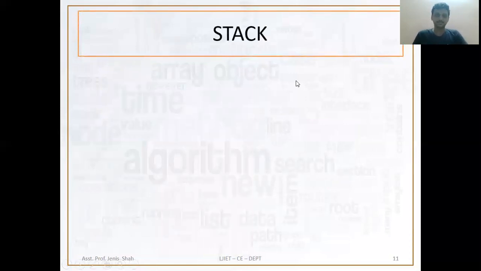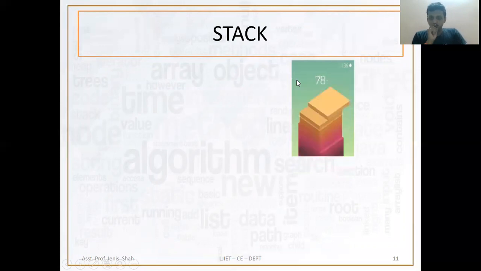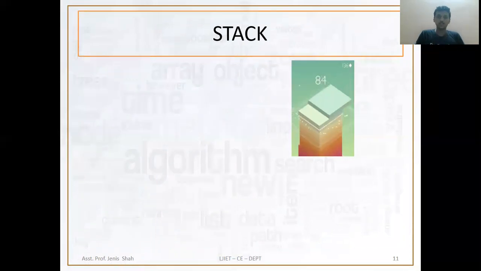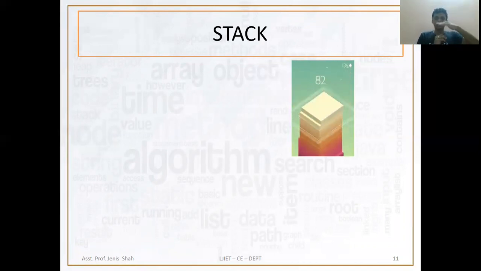Okay, now next, stack. Can you see that image? 79, 80, 81, 82. Okay, what happened? Each box comes on another box, in a sequential fashion. Is there another end to remove it? No. It is only one end, to insert the data and to remove the data. So stack contains one end to insert the data and to remove the data.